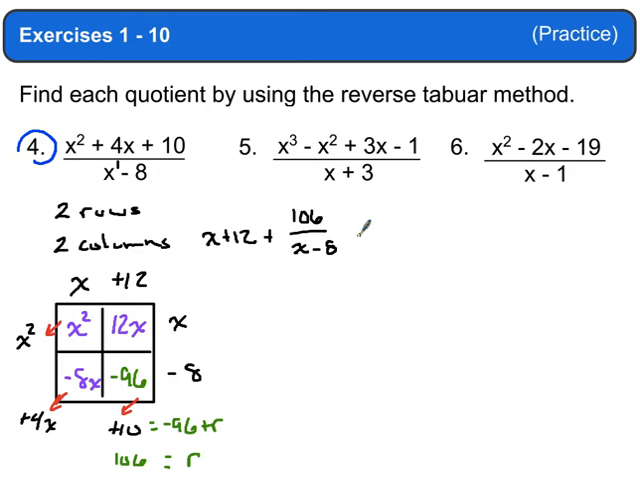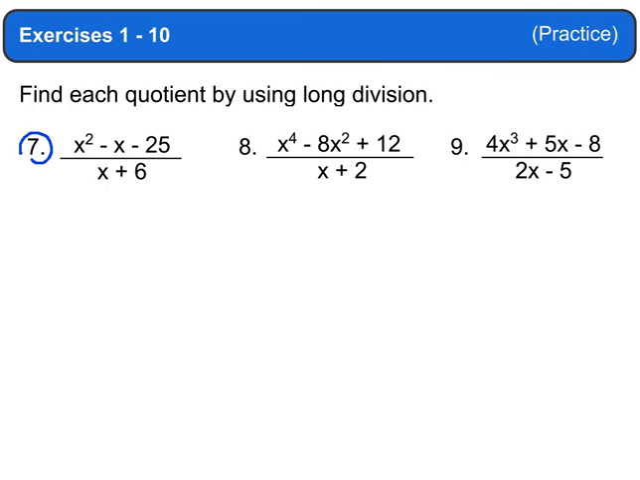Alright, so again, that's the reverse tabular method. I'm going to show one more problem. I'm going to do it with long division. And so this will be number 7, long division method. So we'll end up writing x plus 6. We put x squared minus x minus 25. So x goes into x squared x times. So we distribute. You get x squared plus 6x.